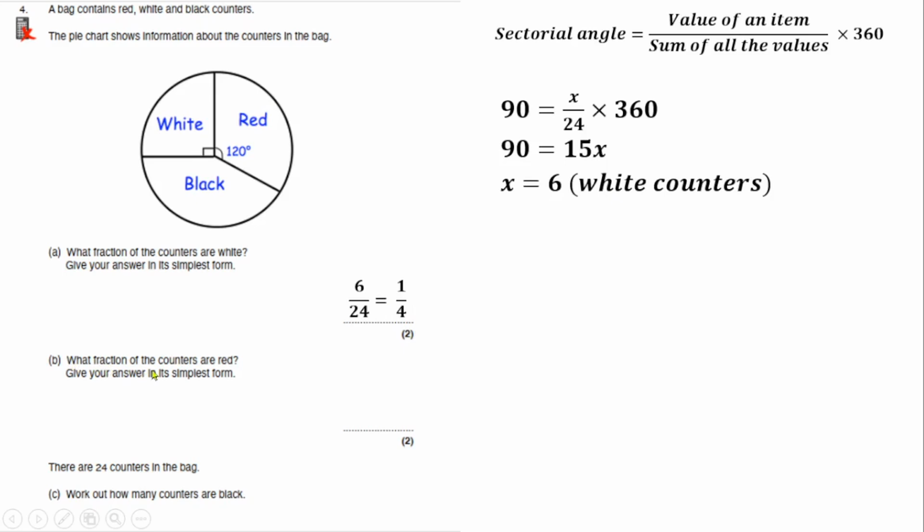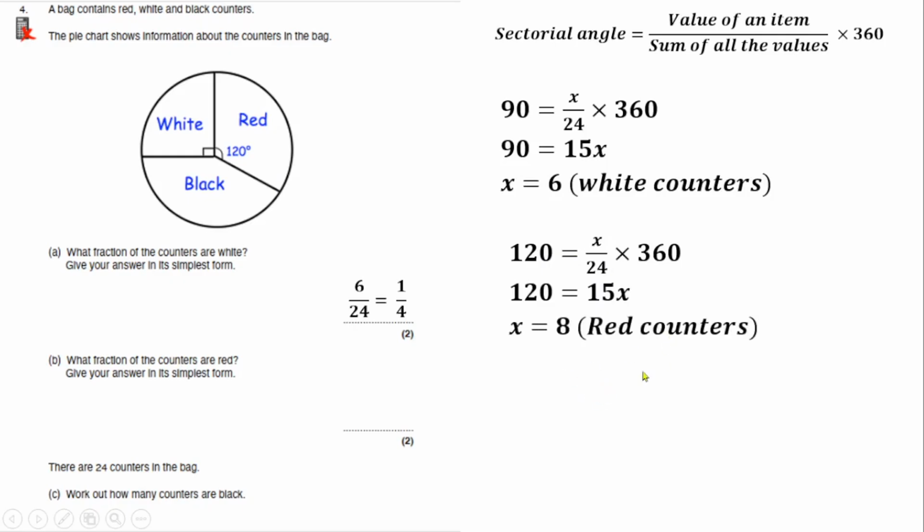Then what fraction of the counters are red? We need to know the number of counters that are red first before we can find the fraction as well. So with the same formula, we have the sectorial angle to be 120. So 120 equals x, the number of red counters we are looking for, over 24 times 360. 24 can go into 360, that gives us 15. 15x equals 120, divided by 15, that gives us 8. So 8 counters are red. To know the fraction of the counters that are red, that will be 8 out of 24, which gives us 1 over 3.